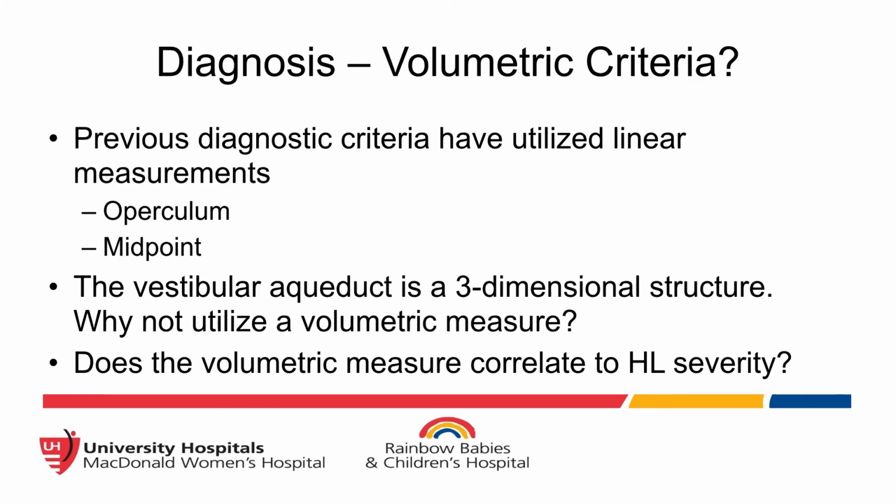So our next clinical question was, all of the previous work and diagnostic criteria have utilized linear measurements, either the operculum, the midpoint, or both. But we're looking at a structure that is a three-dimensional structure. So our thought was, why not utilize a volumetric or three-dimensional measure? And does the volumetric measure correlate to hearing loss severity? And is it perhaps more sensitive as a measure than the linear criteria measurement?